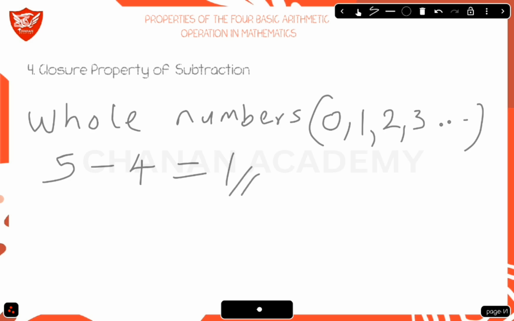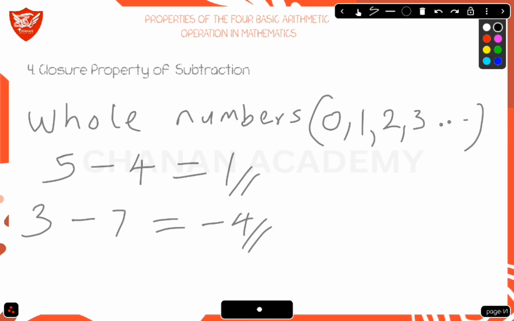How about we try 3 minus 7? The answer is definitely going to be minus 4. And for those of you who don't know how we got minus 4, don't worry, we'll talk about the number line in our video, so check out for that video. So this is not a whole number.